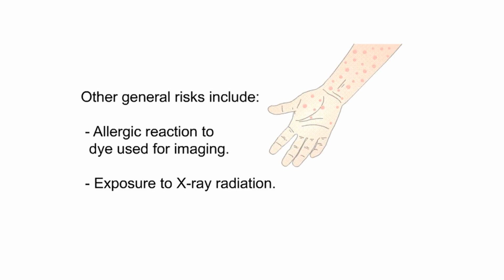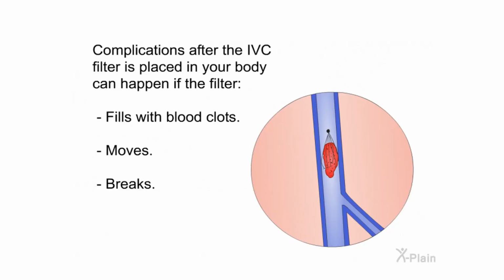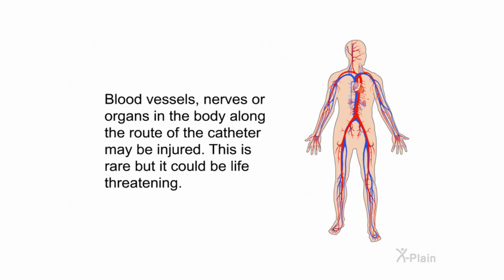Other general risks include allergic reaction to dye used for imaging, exposure to X-ray radiation. Complications after the IVC filter is placed in your body can happen if the filter fills with blood clots, moves, breaks. Blood vessels, nerves, or organs in the body along the route of the catheter may be injured. This is rare, but it could be life-threatening.